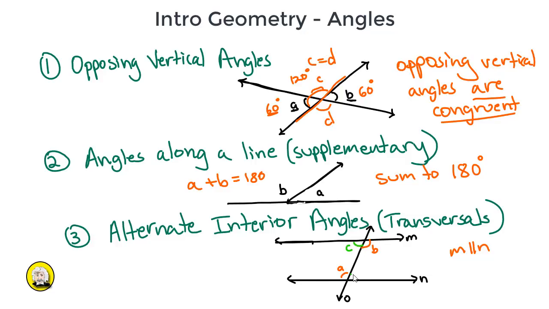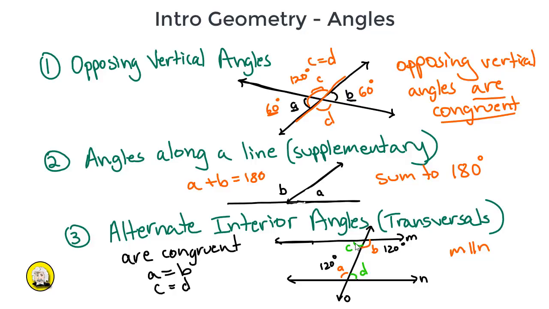Angle C and angle D shown are also alternate interior angles. They're both interior to the parallel lines, and they're on alternate sides of the transversal. So, alternate interior angles are congruent, which again means they have the same measure. So angle A's measure equals angle B, and if we know angle A is 120 degrees, we know B must also be 120 degrees. And the same is true for angles C and D. Angle C's measure must equal angle D's measure as shown.